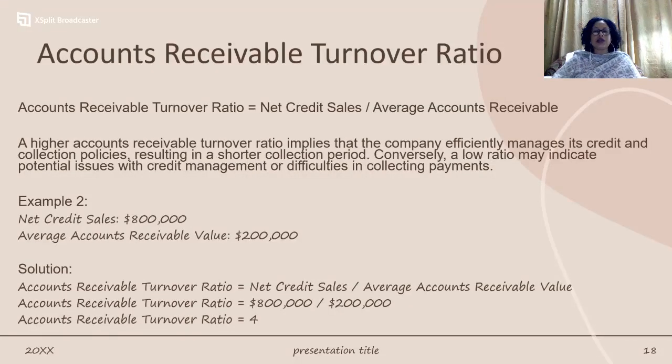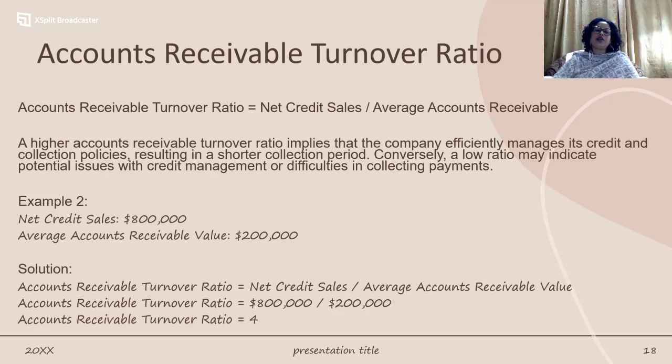Accounts receivable turnover ratio is net credit sales divided by the average accounts receivable. A higher accounts receivable turnover ratio implies that the company efficiently manages its credit and collection policies, resulting in a shorter collection period. Conversely, a low ratio may indicate potential issues with credit management or difficulties in collecting payments.